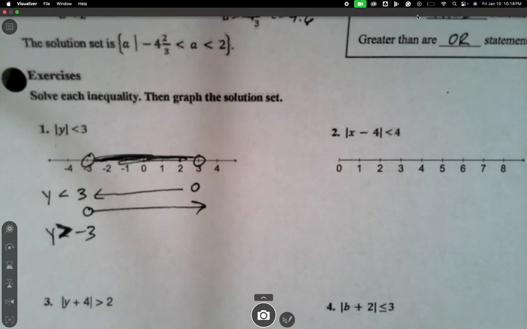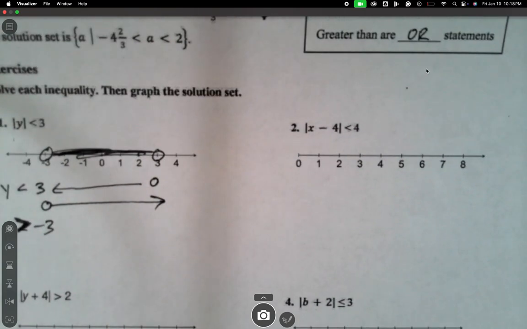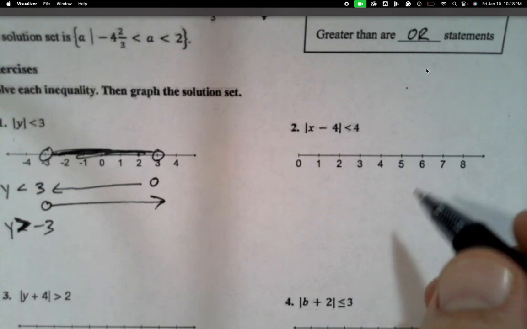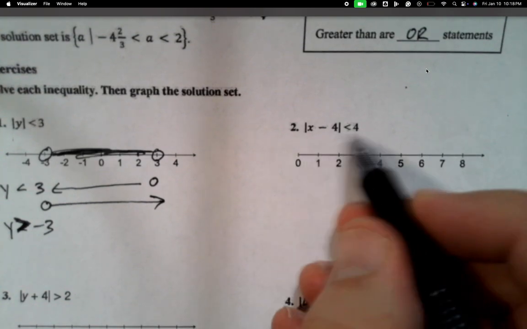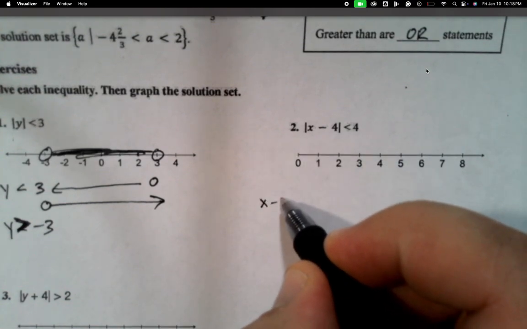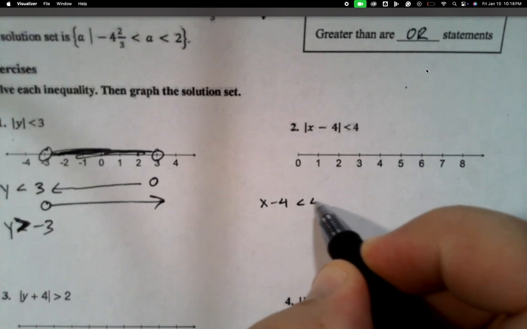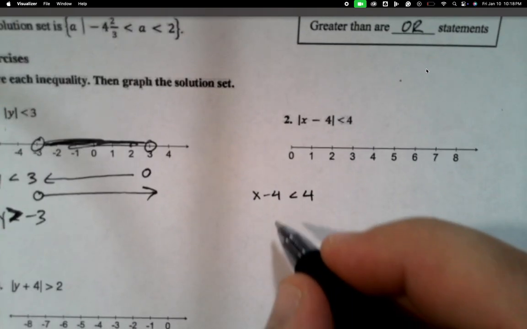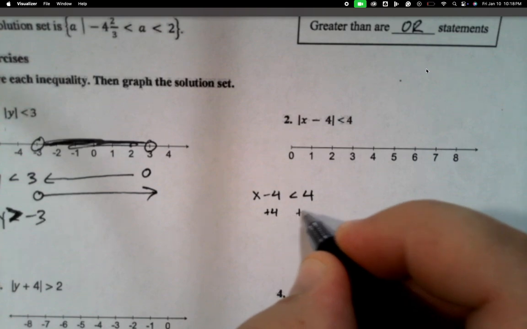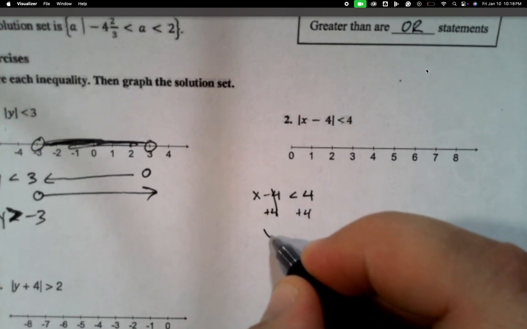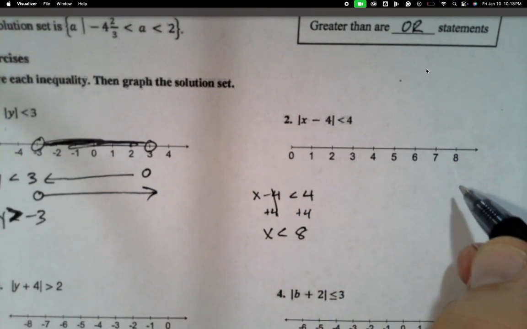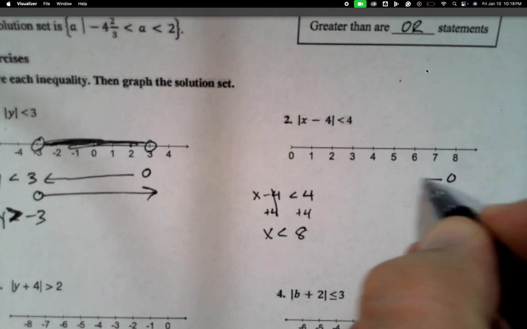Got a little more work to do on number 2. I'll have to do some evaluating. So first we write it just as it is, but without the absolute value signs. We add 4 to both sides, and we get x is less than 8. So I have an open circle at 8 and shade it to the left.